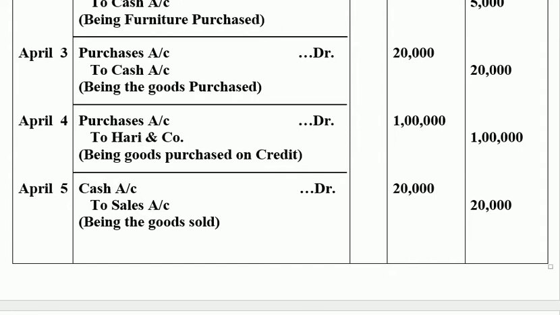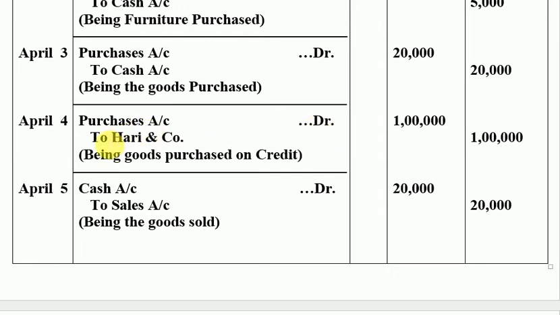Right now we are purchasing the goods from Hari and Company, and we are not paying cash to him, this is not a cash transaction. That's why no cash is going out from the business. So the entry will be purchase account debit to Hari and Company account. Purchase is an expense, and whenever expenses increase, that will be recorded on the debit side.